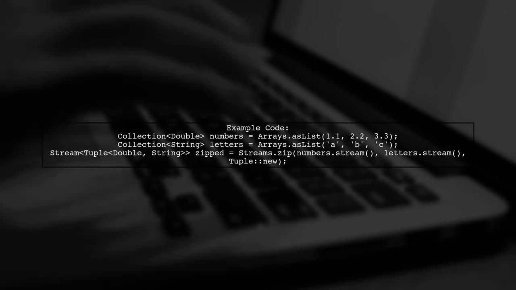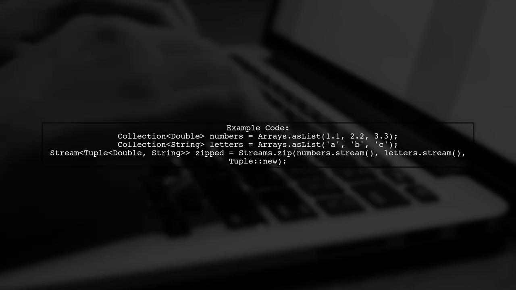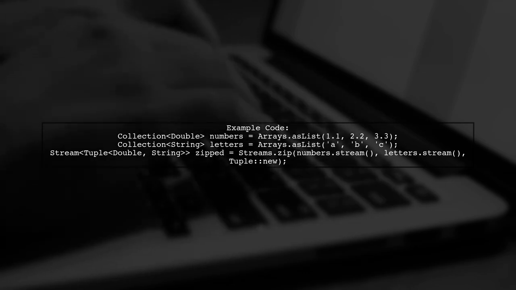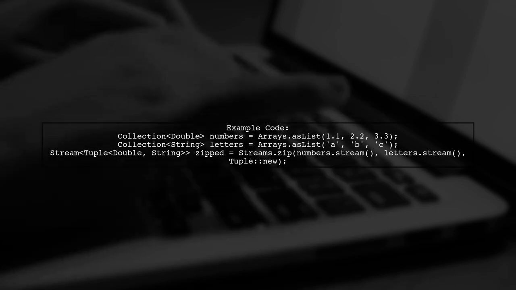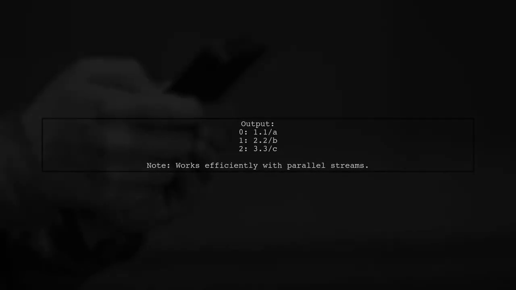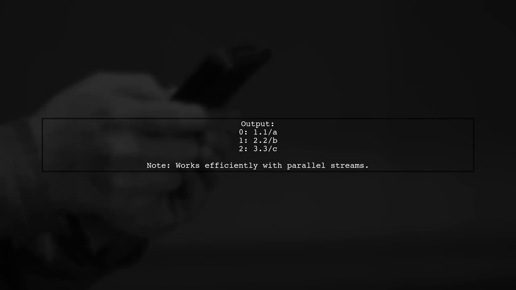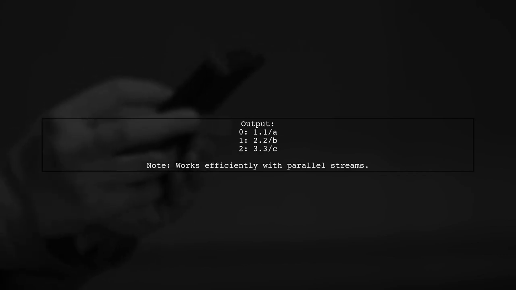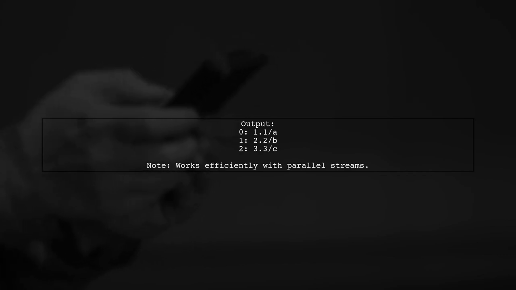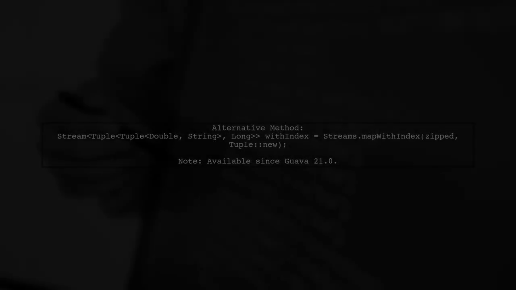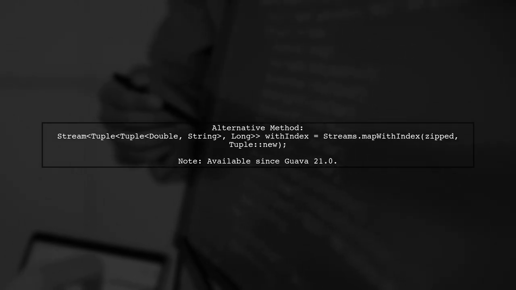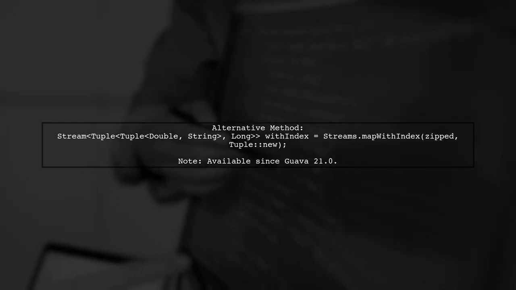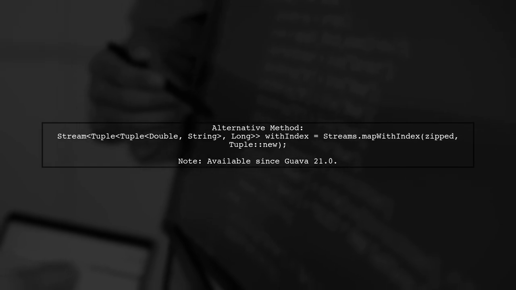Here's a quick example. You create two collections, one of numbers and one of letters. Then you zip them into a stream of tuples and map them to include their indices. The output will show each number paired with its corresponding letter and index. This method is efficient and works well with parallel streams. If you need to consume both the tuples and their indices, you can create a new tuple that includes both. Remember, this functionality is available since Guava version 21.0.